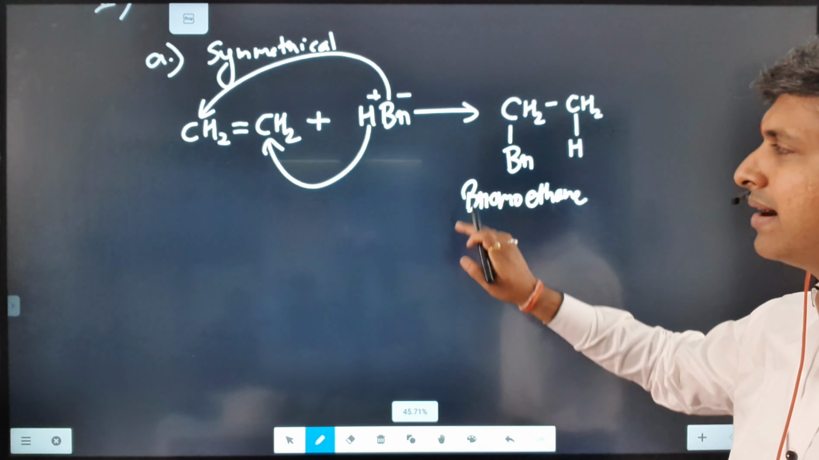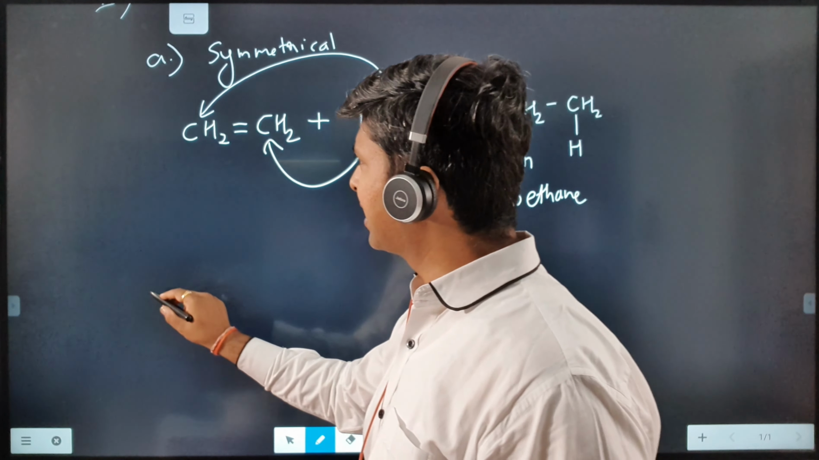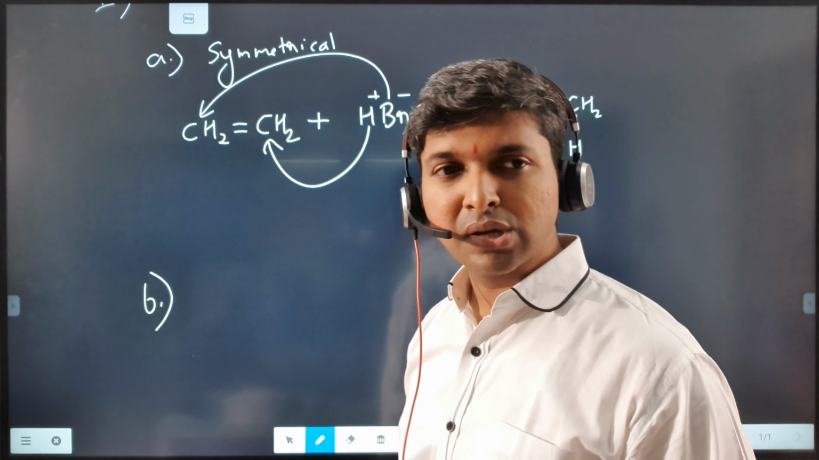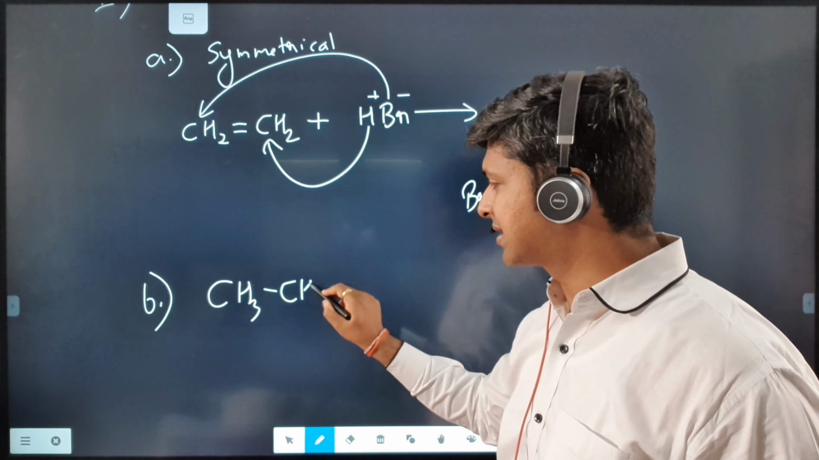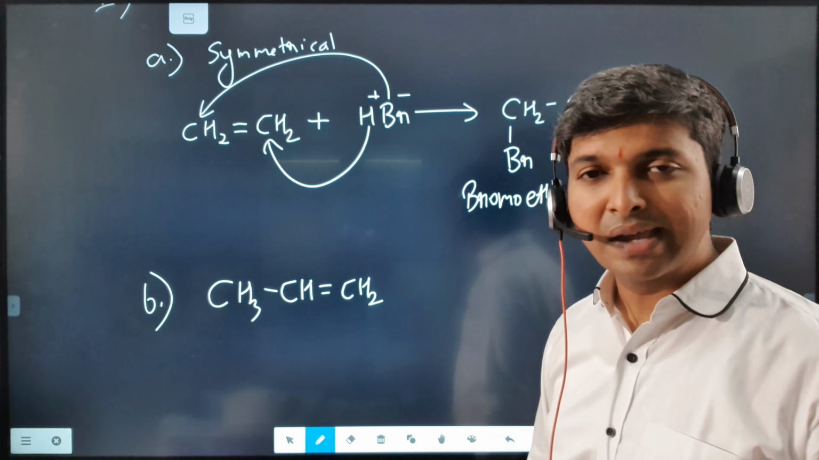So this is what? Symmetrical, from symmetrical alkene. So for symmetrical alkenes, it was pretty simple. No rules as such. But for asymmetrical alkenes, we are going to have some rules. What are those rules? Let's see. This is an asymmetrical alkene. Can you tell me why it is an asymmetrical alkene?